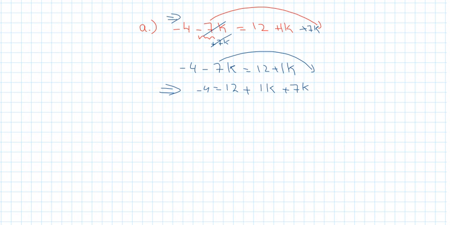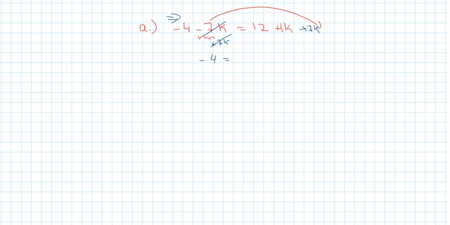Which way do you guys prefer? Do you prefer moving it over and changing the sign? Or do you prefer to do the opposite operation like this? Which one do you guys prefer? The top one? Do you guys prefer that? I can do that. Okay. So, here we go. If I do that, then this is what I get. I get -4 equals 12 plus 1k plus 7k.